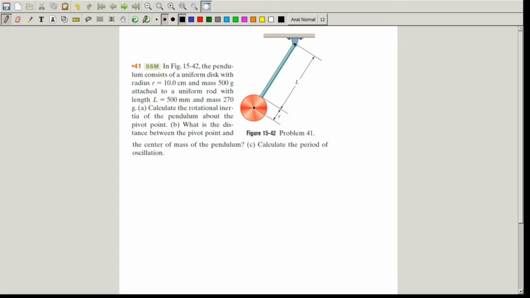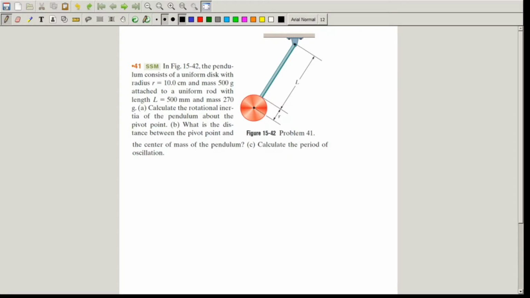A. Calculate the rotational inertia of the pendulum about the pivot point. B. What is the distance between the pivot point and the center of mass of the pendulum? And C. Calculate the period of oscillation.